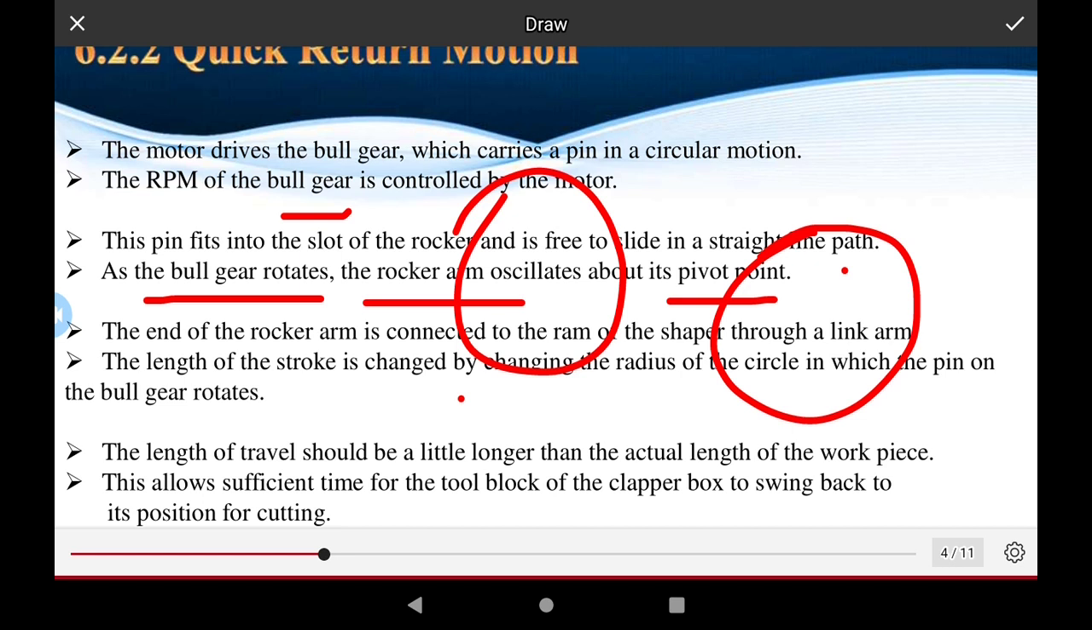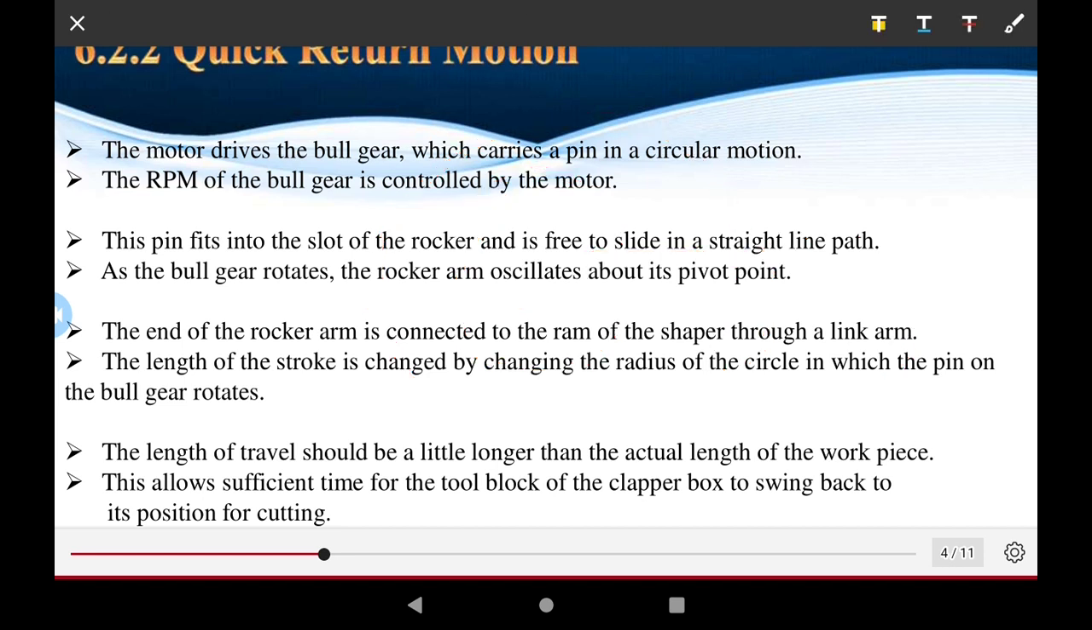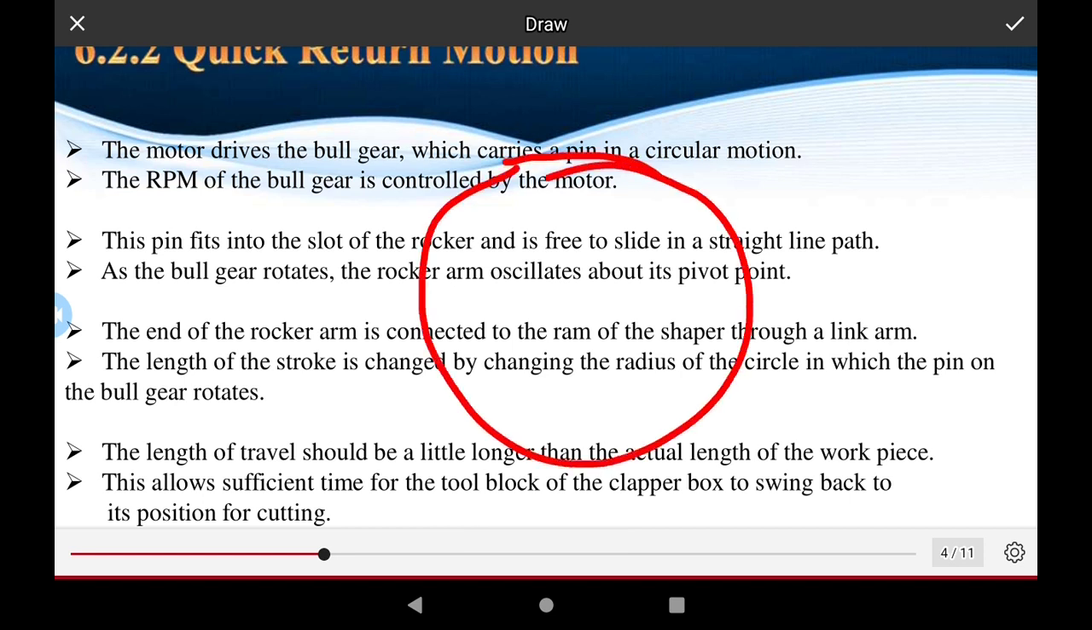Okay, and this is the arm connected to the arm of the gear. Okay, and this is the circle for the one gear. Okay, this is the one gear, and select for the sum of two gears.